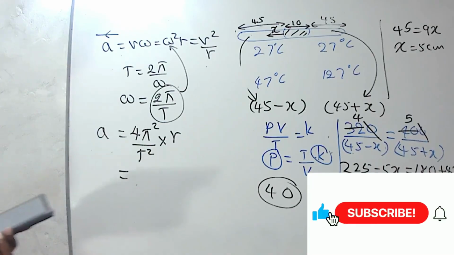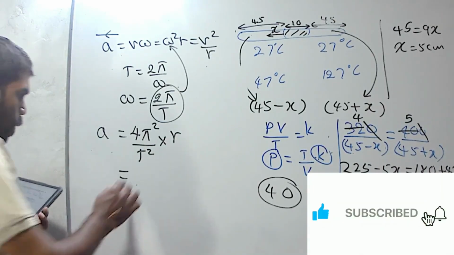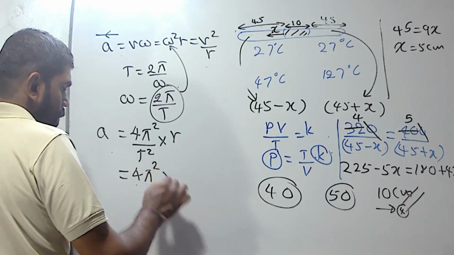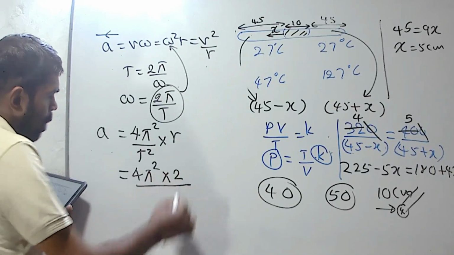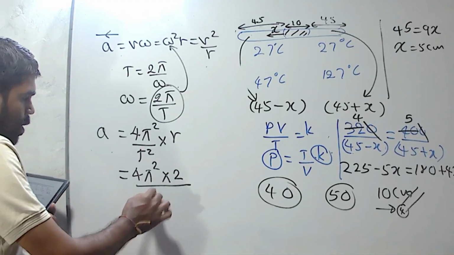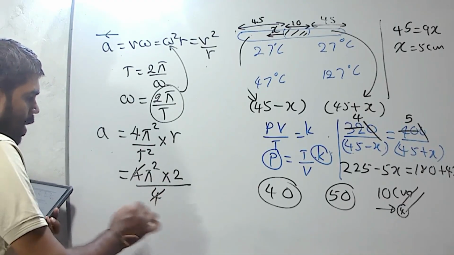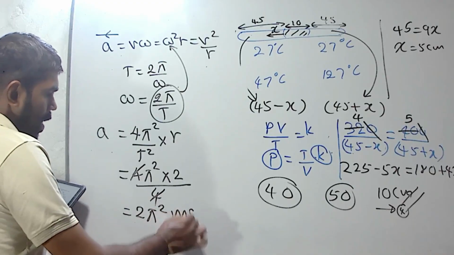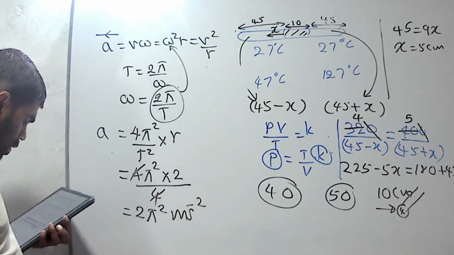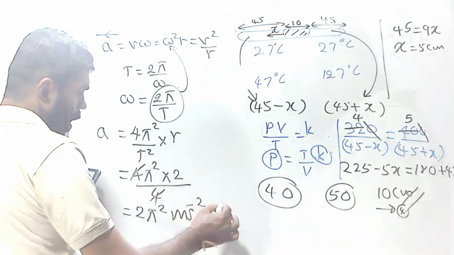Now I will substitute values: 4 pi squared into radius, which is given as 2 meters, divided by time 2 seconds, squared, which is 4. Then we get 2 pi squared as the centripetal acceleration, in meters per square second. The fourth one is the correct answer for the question.